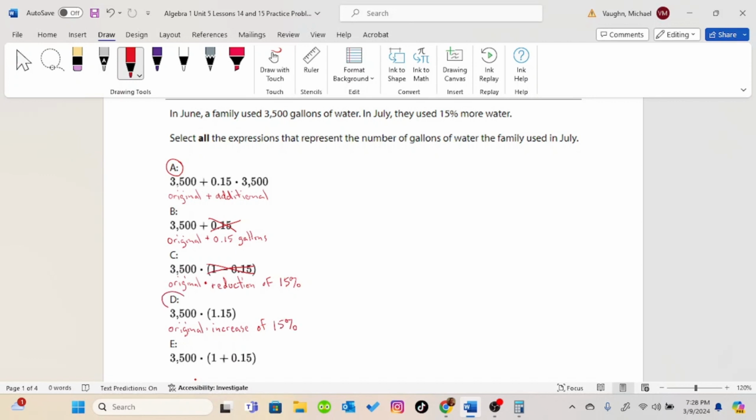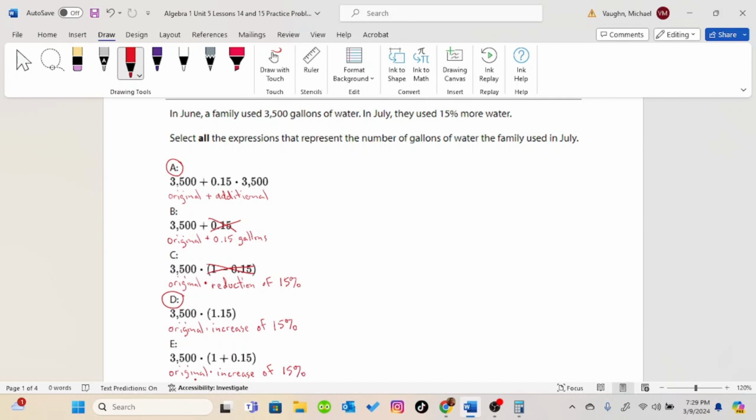So D is correct. And E has the original, and then it multiplies it with an increase of 15%.